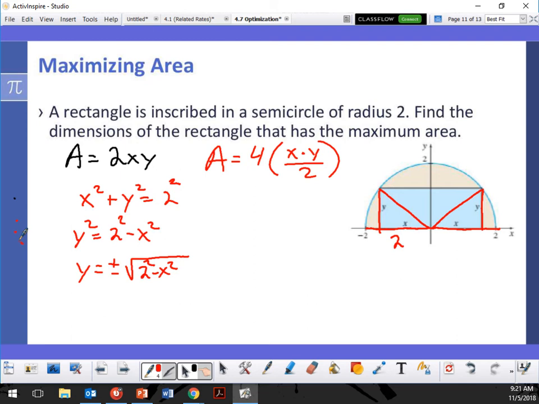All right, so now we have everything there. But since I'm talking about areas, I'm probably only going to be dealing with the positive side, right? So let's replace that. If I replace that, I know my area is equal to, now the 4 and the 2 is going to turn this into 2, right? 2x times (4 minus x squared) to the 1/2.